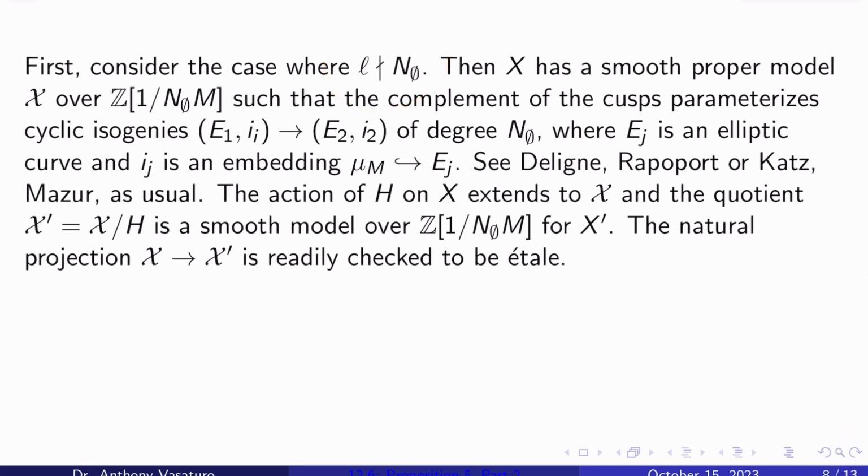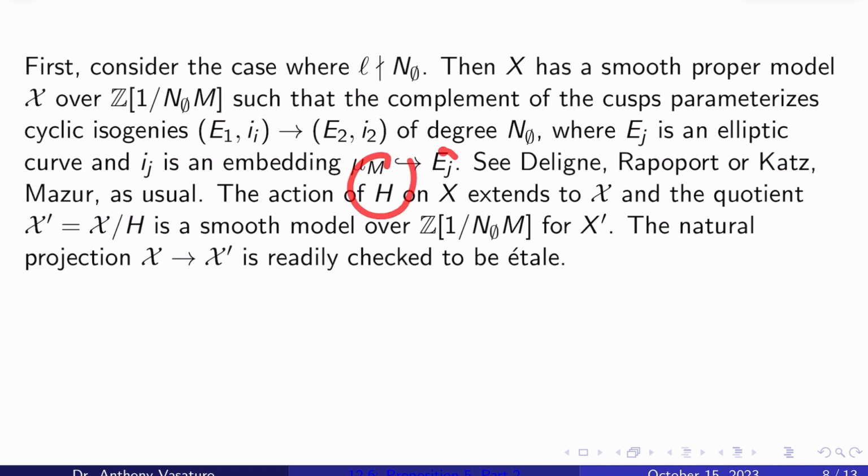Then, it turns out, X has a smooth proper model, fancy X, over Z bracket 1 over n empty set M, such that the complement of the cusps parameterizes cyclic isogenies E1, I1 to E2, I2 of degree n empty set, where Ej in this case is an elliptic curve, and Ij is an embedding of the mth roots of unity into Ej. This is all discussed in, for example, Deligne-Rapoport, or in Katz-Mazur, as usual. That's where you get all this integral model stuff.